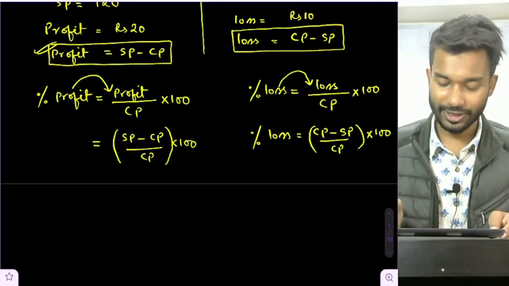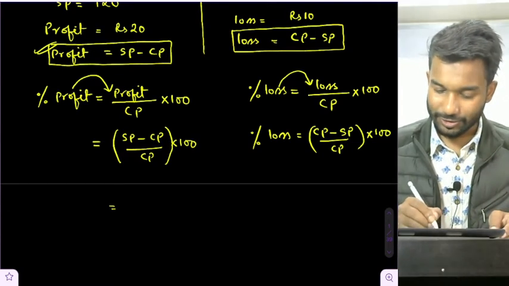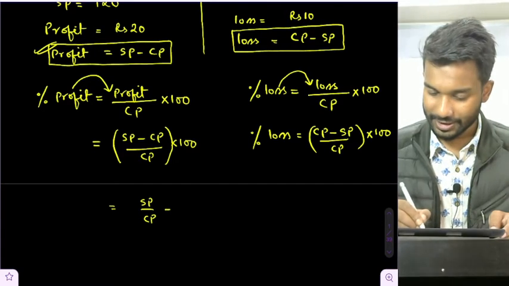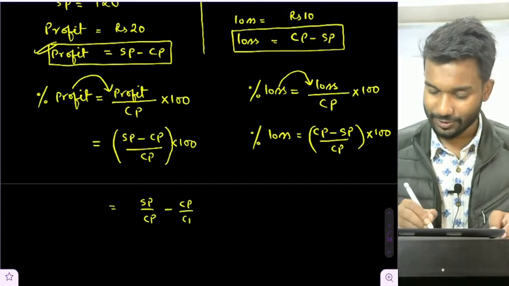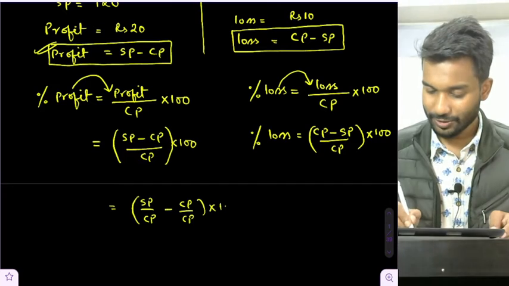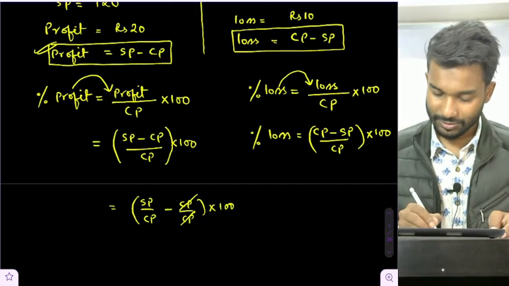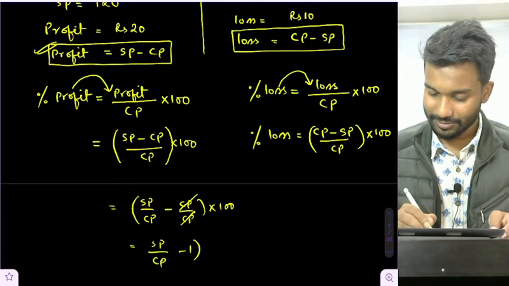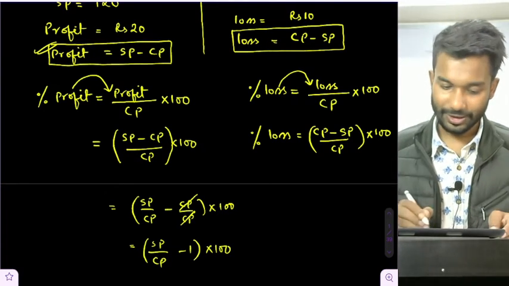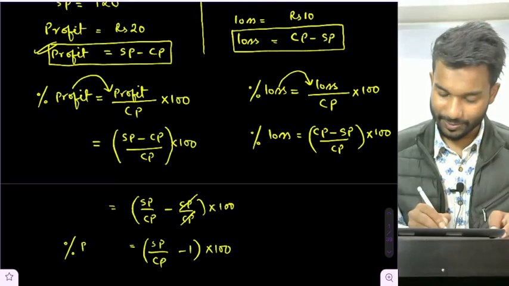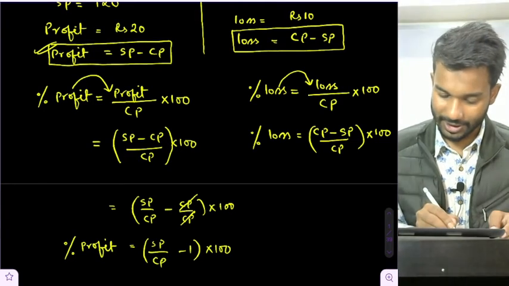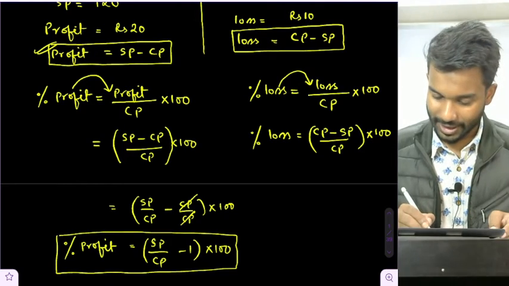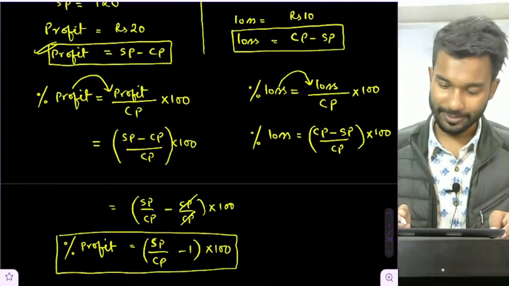I'm putting a bracket over here. Now this can also be written as, dividing by cost price on both sides, SP minus CP by CP into 100. Cost price and cost price will cancel out. So what shall we get? SP by CP minus 1, into 100. So this is another formula for percentage profit: percentage profit equals SP by CP minus 1, into 100.